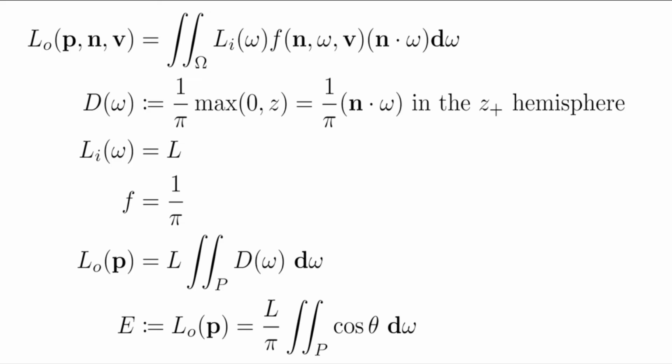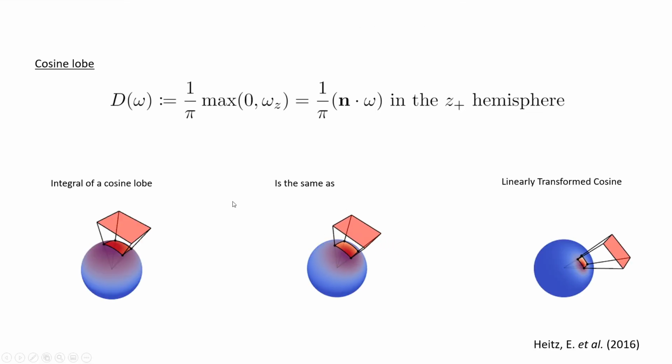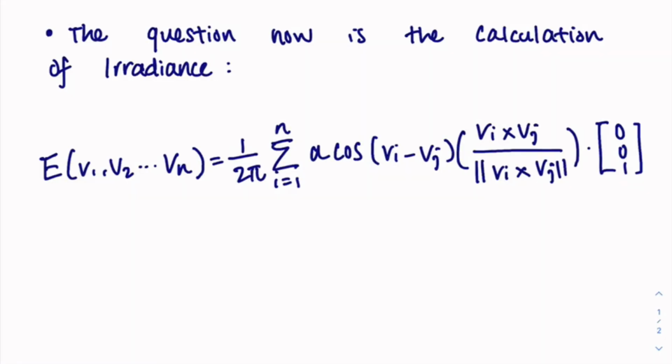To sum things up, we have seen how the rendering equation could be simplified into a calculation of irradiance if we assume a cosine lobe based BRDF for the area light. We saw that the cosine lobe could be linearly transformed to approximate other BRDFs and derived an expression for that irradiance which can be computed quickly on a computer.